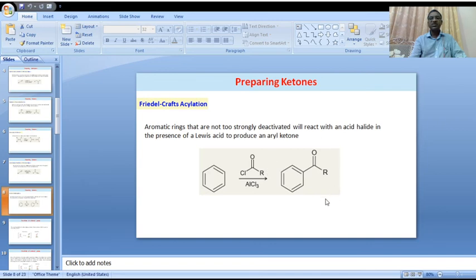Here we are getting aryl ketone. Okay, aryl ring, acyl. Okay, acyl function. This is the ketone. Okay, is it clear?